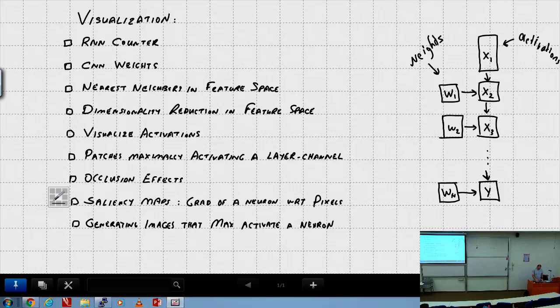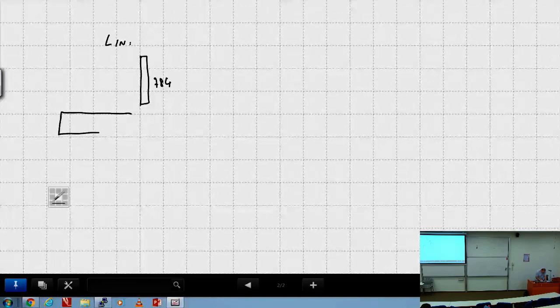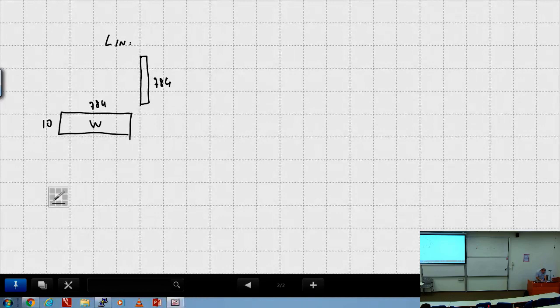So in our MNIST examples, we first started with a linear model. A linear model basically takes an image as a 784-dimensional vector in MNIST and then multiplies it with a weight matrix that is 784 by 10, which gives us the 10 different scores for the classes, and then we basically pick the class with the highest score.